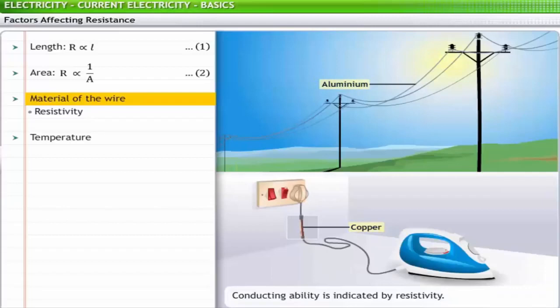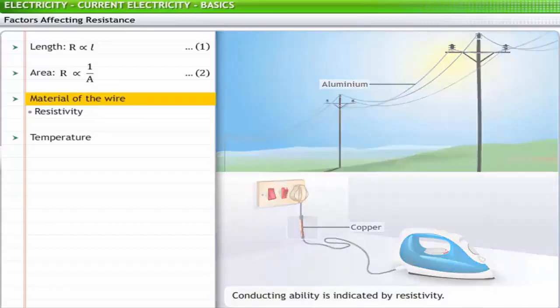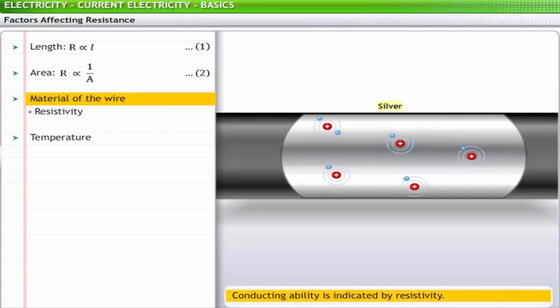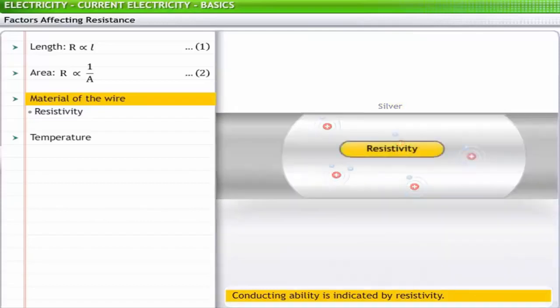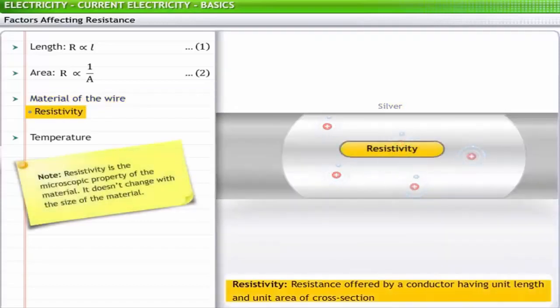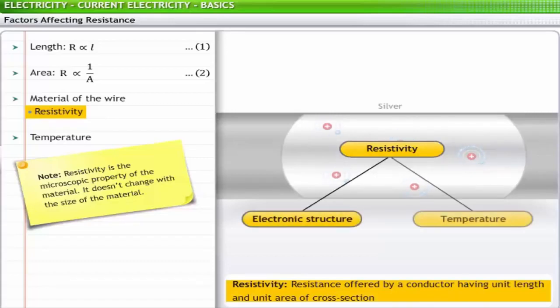Copper and aluminium are among the least expensive materials with suitable conducting ability to permit their use in wires of household circuits. The conducting ability of a material is often indicated by its resistivity. Resistivity of a material is the resistance offered by a conductor having unit length and unit area of cross-section. The resistivity of a material depends upon its electronic structure and its temperature.